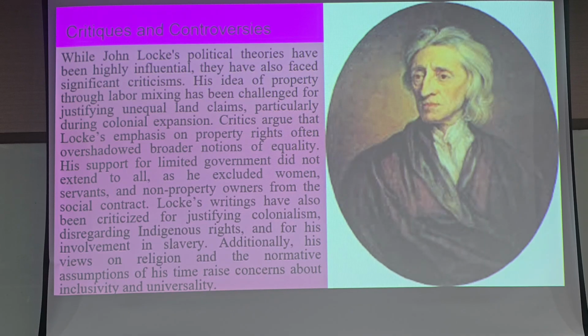Why? That's the question. Why did he exclude these people? He excluded them because, for him, women, servants, and non-property owners are dependents, and they lack the autonomy for political participation.